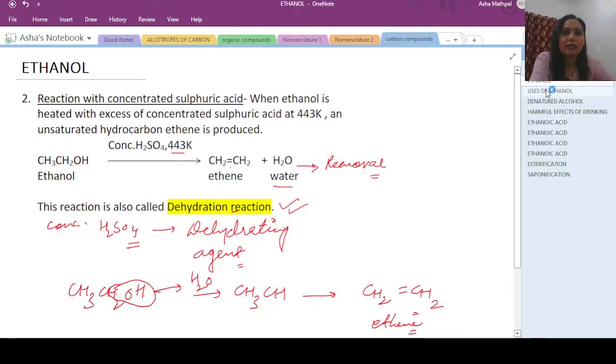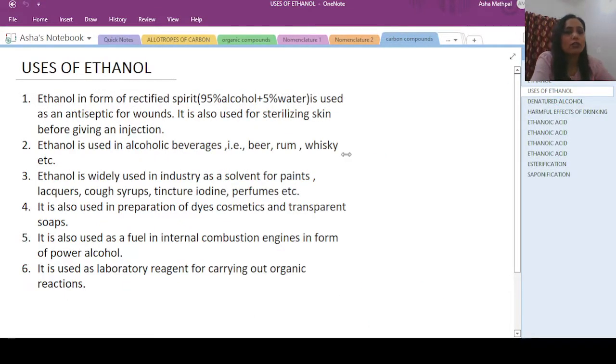Now let's understand the uses of ethanol. Ethanol is widely used in various forms in our everyday life. The first very popular use is in the form of rectified spirit. Rectified spirit is 95% alcohol mixed with 5% water. It is used to clean wounds and also to clean the skin before giving any kind of injection. Ethanol is an important component of several alcoholic beverages like beer, rum, whiskey, etc.